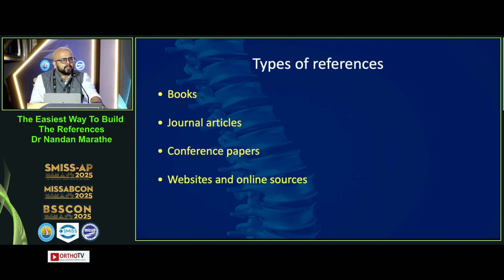References can be of various types. The commonest ones that we use are books and journal articles. So if you want to quote something with a historical perspective, probably the origin of a technique, there may not be an article quoting it, but you may find a reference in a good textbook. Journal articles are authoritative, they are peer reviewed, so these are the two commonest references that we use.